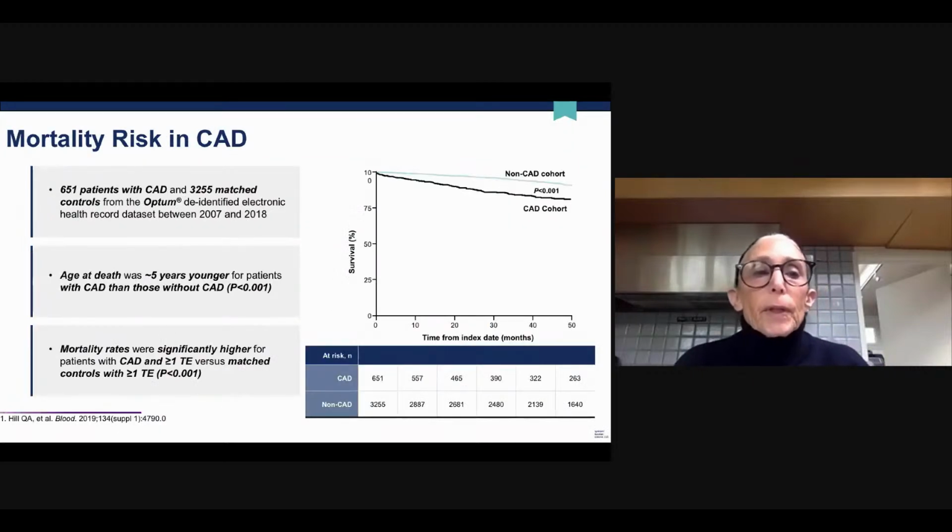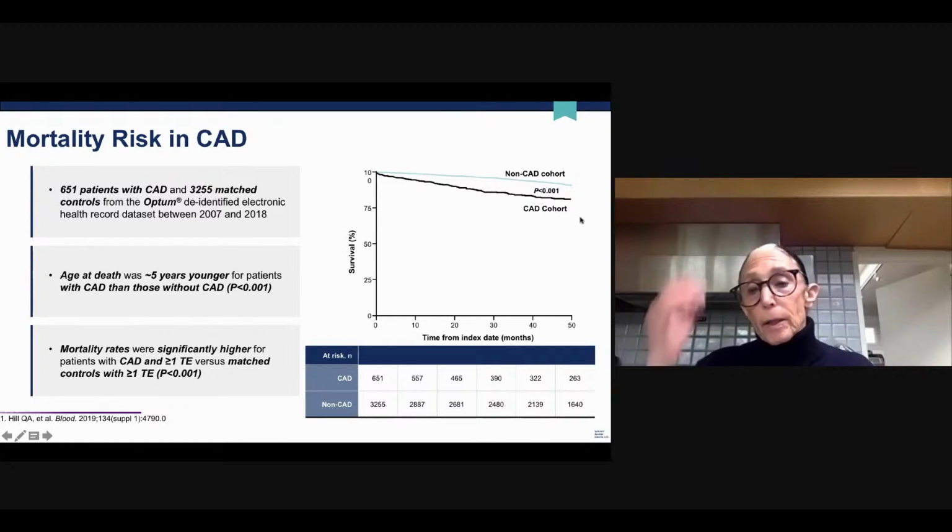Again, here you can see, if you look at mortality in cold agglutinin disease, death occurred at a younger age than in those who did not have cold agglutinin disease. And if you had one or more thromboembolic events, your risk of mortality, risk of dying, was significantly higher. And here you can see that it's statistically significant.